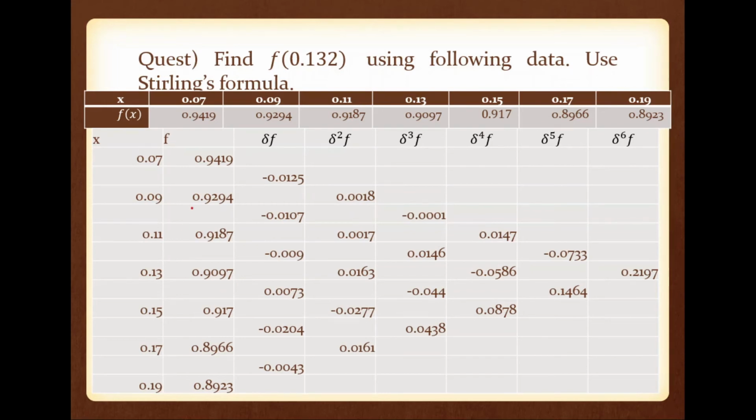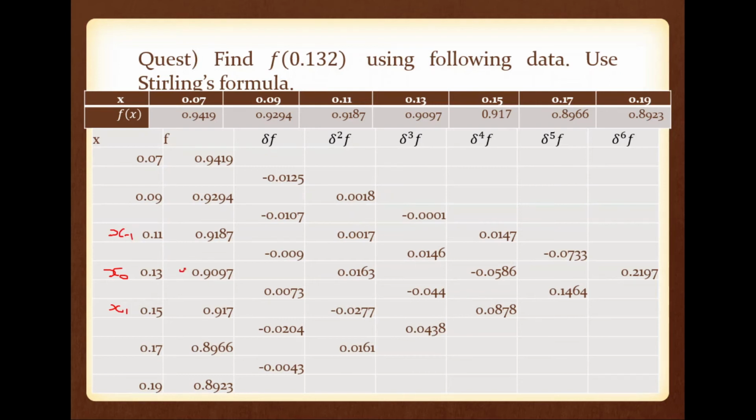Not labeled means we are asked to use Stirling's formula, which is why we are finding central differences. So which data is x0? We have to take the central, middle data as x0. As we have 7 data, the fourth data is x0: 1, 2, 3, 4. This one is x0. Definitely the next data is x1. Similarly, this is x minus 1.